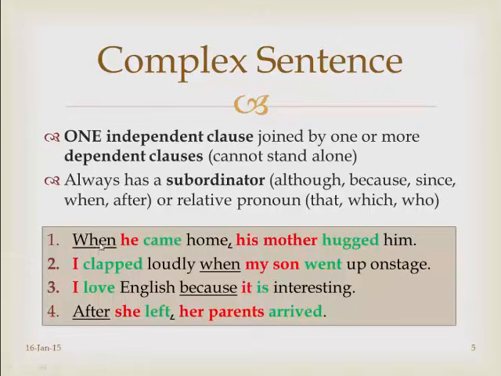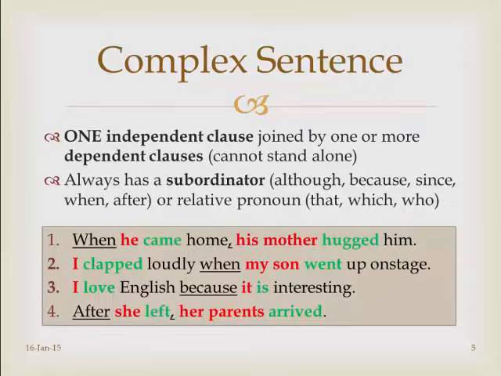Here is the subordinator when, the relative pronoun. When he came home, dependent clause, his mother hugged him, independent clause. I clapped loudly when my son went up on stage. I clapped loudly, independent. When my son went up on stage, dependent, right? With the subordinator when. I love English, independent, because it is interesting. Dependent clause, joined with the subordinator because.